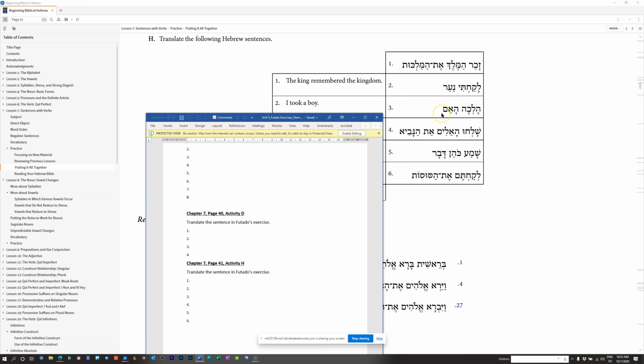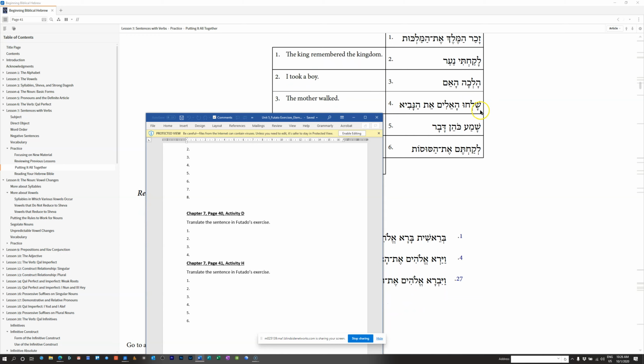Halahu ha'aim. All right, there's a couple reasons why we know that ha'aim is going to be the subject. First of all, it's in the location we expect immediately after the verb. Second of all, it has a definite article but does not have the definite direct object marker. Therefore, it's not going to be a direct object. It's going to be a subject. And then finally, it does match the person, gender, and number of the verb, which is third feminine singular. Ha'aim is third feminine singular. And so we have the mother went or the mother walked.